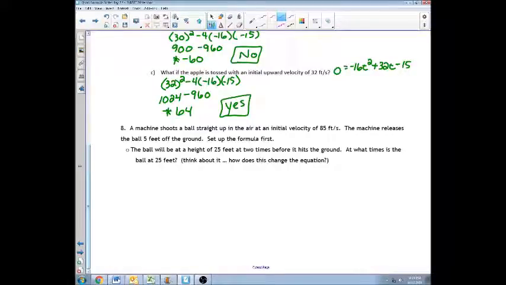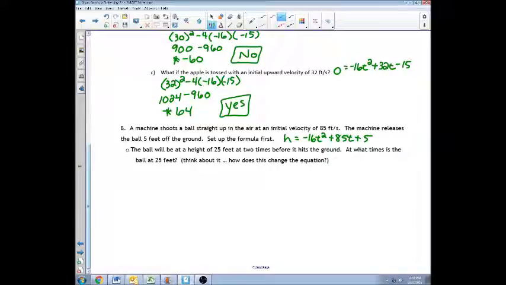So again, initial velocity is my b value. The height off the ground is my c value. So I would have h equals negative 16t squared plus 85t plus 5. Okay?